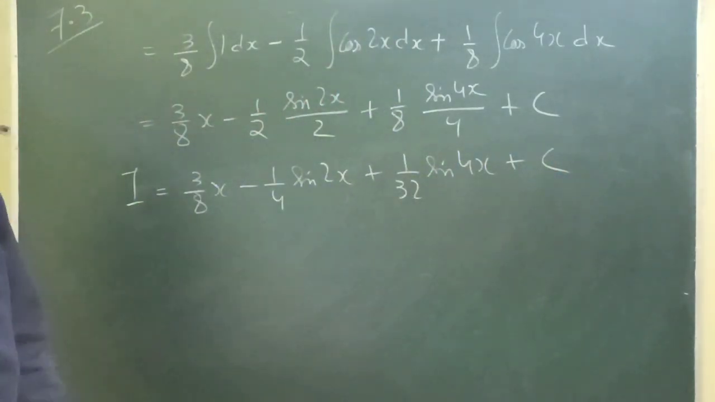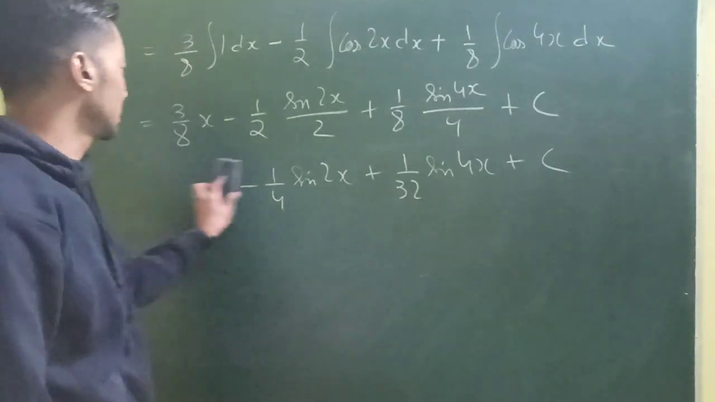Okay, so this was question number 10. So 10, I think everything is okay. 3 by 8 x minus 1 by 4 sin 2x plus 1 by 32 sin 4x plus C. Alright, so these are just practice. Let's try another question. 13.